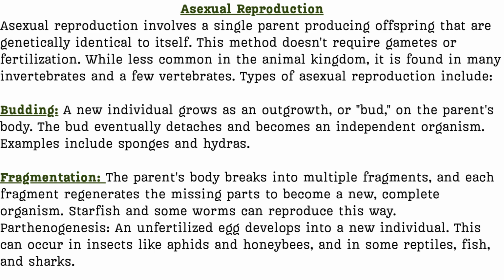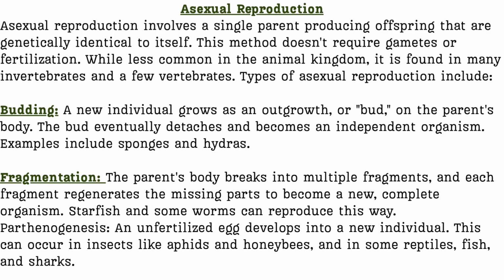Now we'll see the types of asexual reproduction. It includes budding and fragmentation and many others. But mainly we'll see the first one, budding. A new individual will grow as an outgrowth or bud on the parent body. The bud eventually detaches and becomes an independent organism. Examples include hydra and sponges.